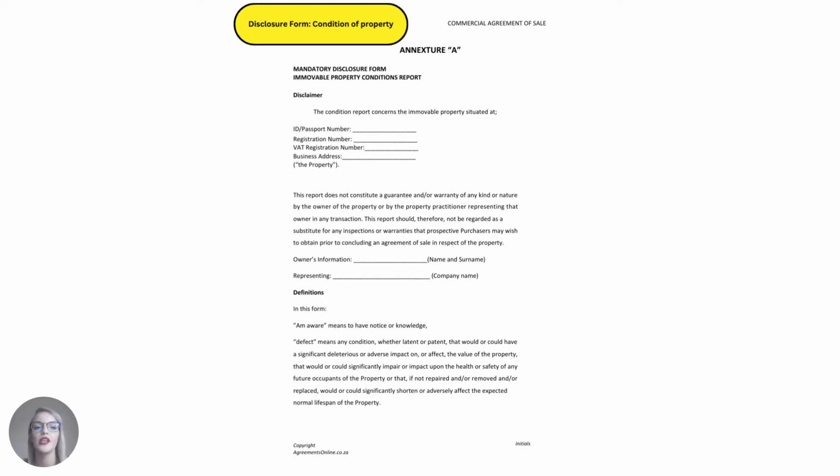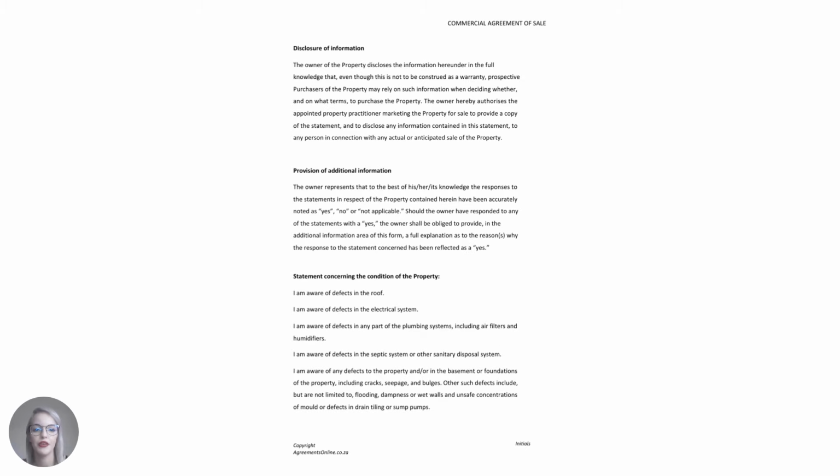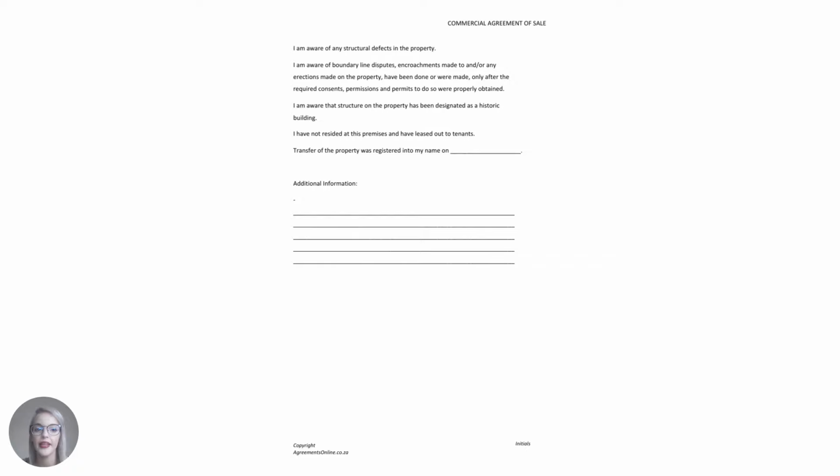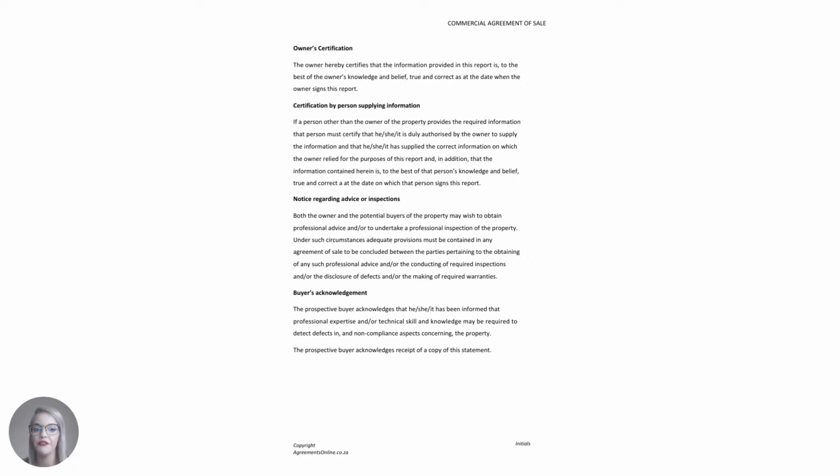The agreement then has a disclosure form, and this is for the condition of the property, and that is filled out by the owner or seller of the property. So let me just take you through that. Just some definitions, declarations that they then sign, any additional information they want to add. And at the end, that is then signed by the owner of the property.